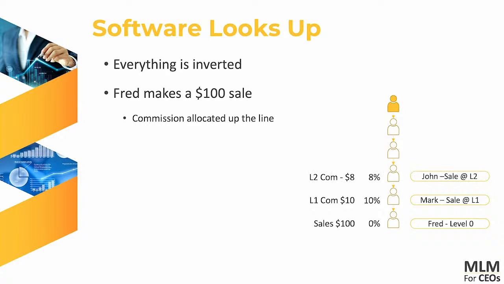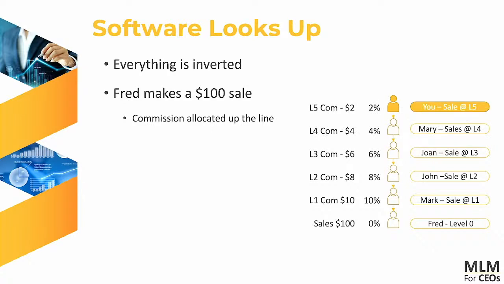John, the sale took place 2 levels down. So in actual fact, relative to John, that sale is 2 levels down. So 8% gets allocated. Joan, the sale took place in level 3 for her. Then Mary, it was on level 4, and you, it was on level 5. So what happens here is that the sale took place down at level 5 relative to you.